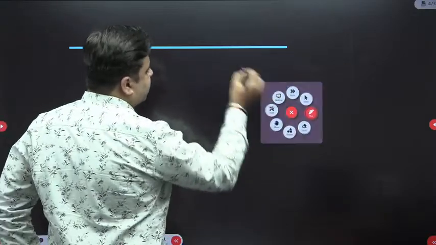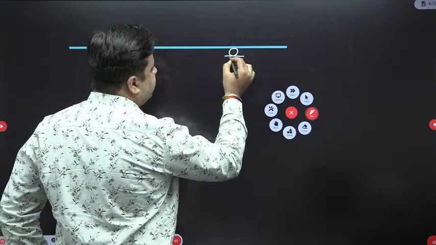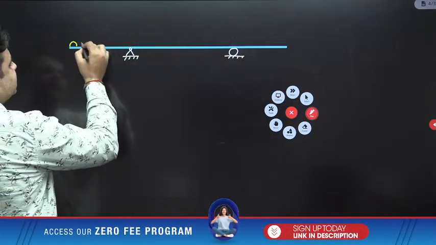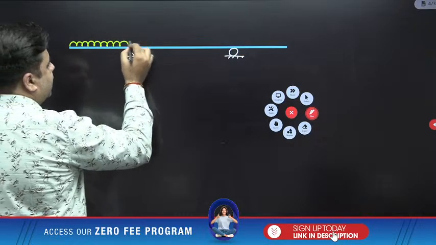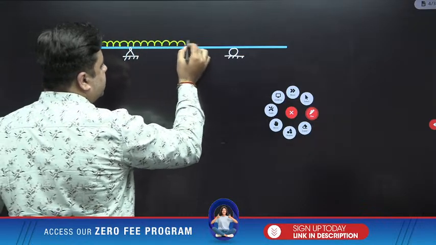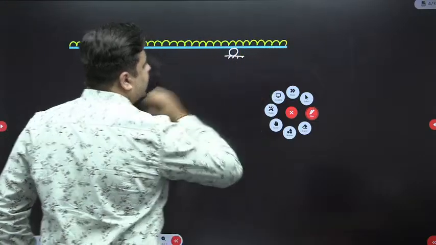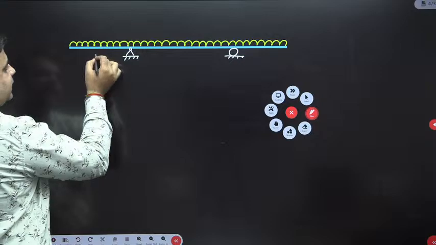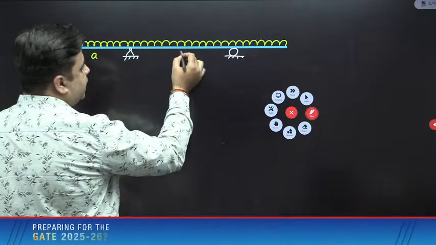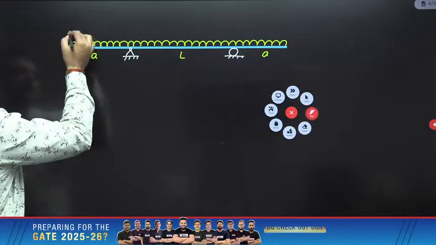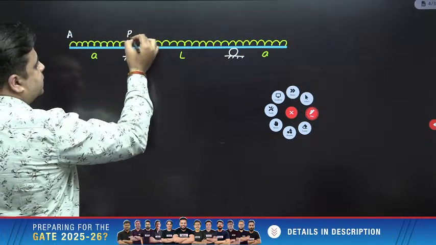So the first step in drawing the shear force diagram is you need to find out the support reactions. This is an overhanging beam which is subjected to a UDL over its entire length, right? This length of overhang is small a, this is L, and this is again small a. So this is A, B, C and D.